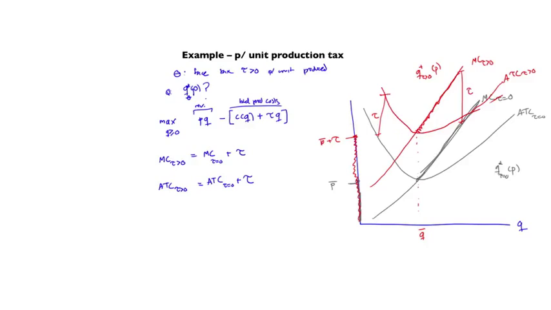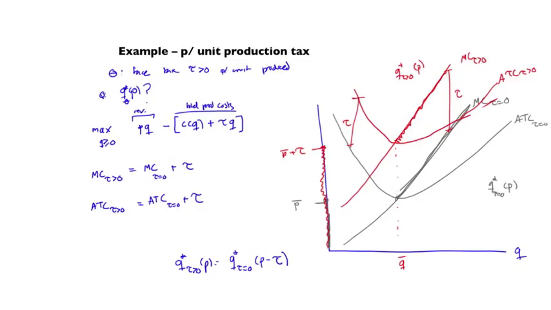In other words, the impact of the policy is to have that Q star with tau greater than 0 of P is just Q star of tau equals 0 of P minus tau. Notice another aspect of the intuition that I want to highlight: from the point of view of the firm, the tax per unit produced just looks like a shift in cost, a parallel shift of cost up. And that is why the supply curve just ends up shifting up.